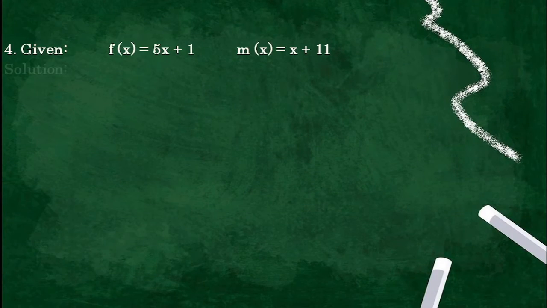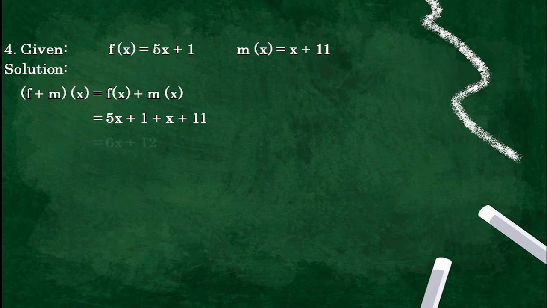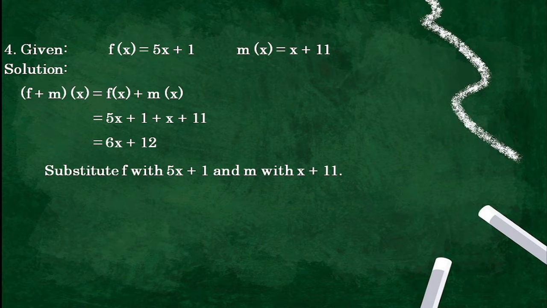Given number 4, f(x) = 5x + 1 and m(x) = x + 11. So we substitute f with 5x + 1 and m with x + 11. That gives us our final answer, which is 6x + 12.